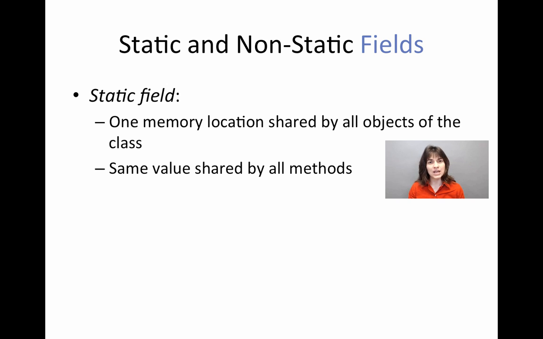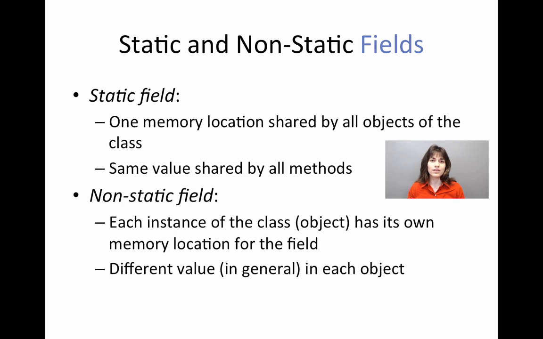If one object changes the value, that change will be reflected across all objects, not because each object has its own copy and the change will be propagated to each of the copies. It is because all of the objects share a single copy of that variable. There is a single memory location that all of the different objects can go and read and write to.